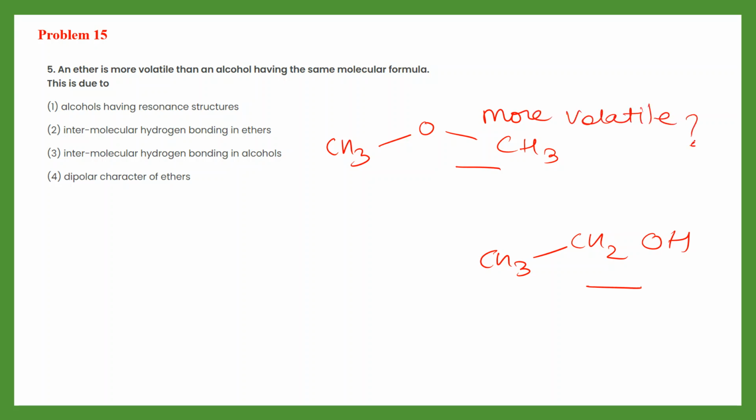Why? Can anyone suggest a reason? Hydrogen bonding. Exactly. Who has answered this? Can you tell me your name? Hydrogen bonding is there in the alcohol. Yes, that is a strong bond. Exactly. In ether there is no hydrogen bond, so it evaporates more easily. Yes.